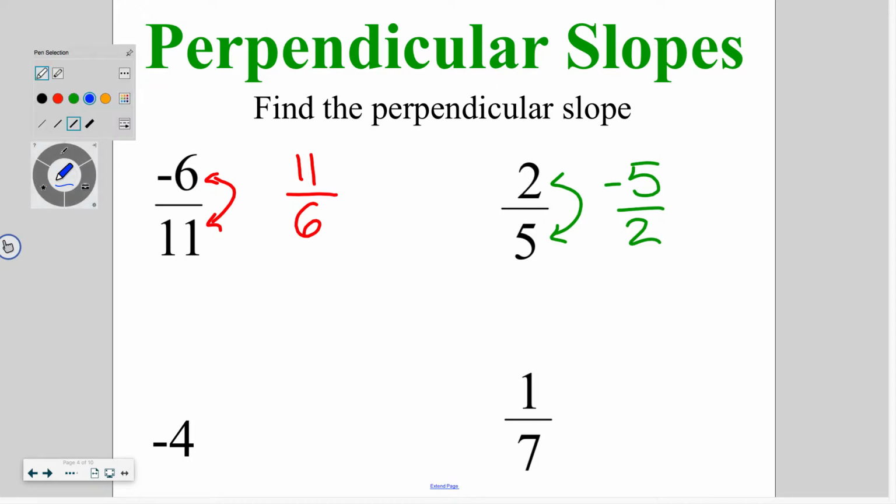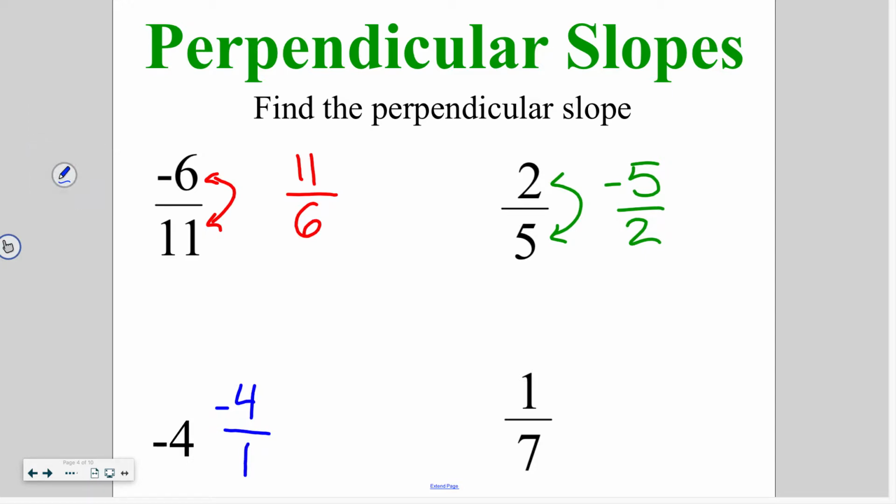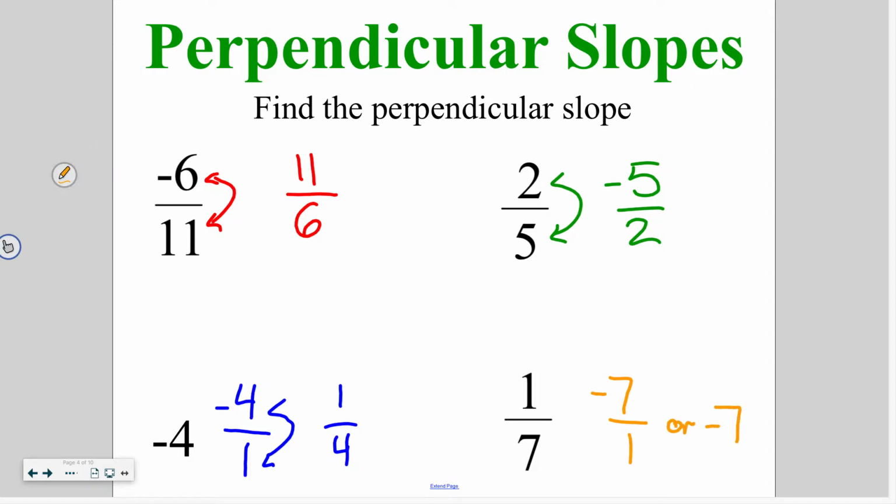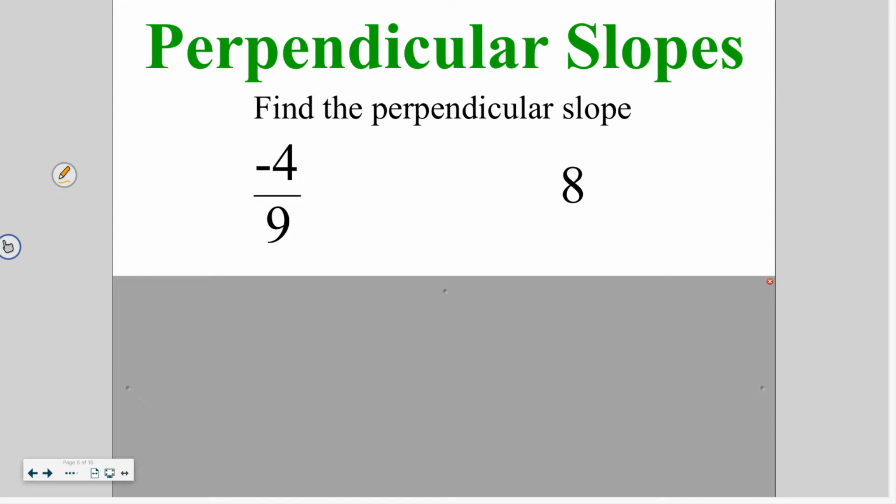When I start with a slope that is a whole number, I'm going to turn it into a fraction first. So -4 turns into -4 over 1. Then again, I need to flip my slopes, and I'm going to turn it into 1 over 4 and make it positive. With this final example, we start as a positive 1 over 7. So when I flip it over, I'm going to make it a negative, or you can just write this as a -7 when it simplifies. So notice, in each case, one slope is positive and one is negative, and the numbers have been flipped over or reversed. Go ahead and try to find these two perpendicular slopes on your own.